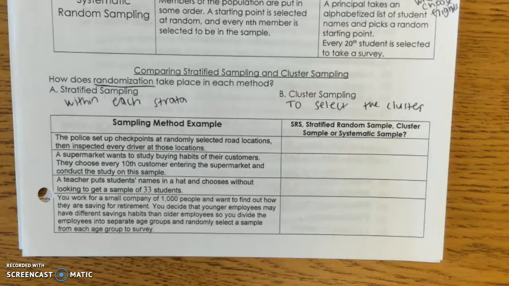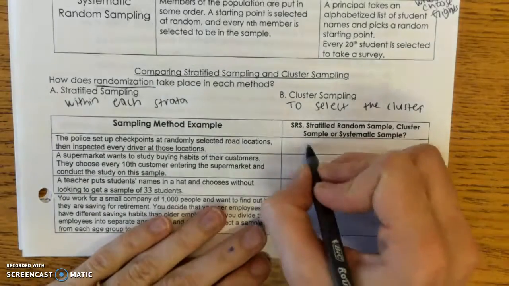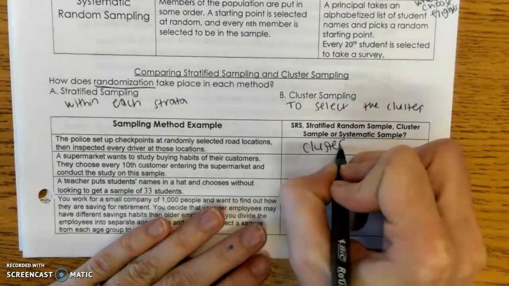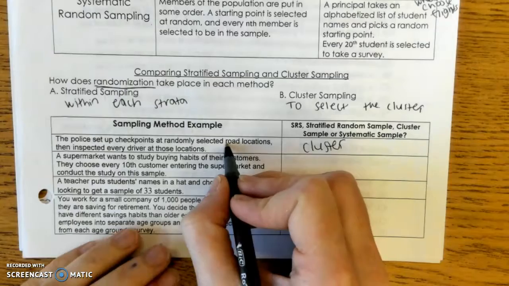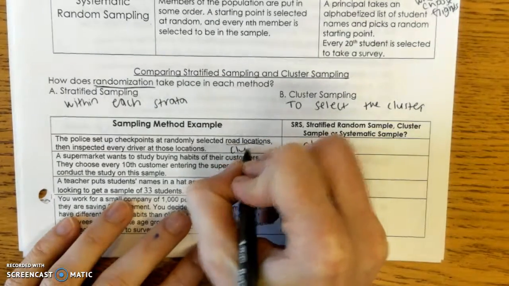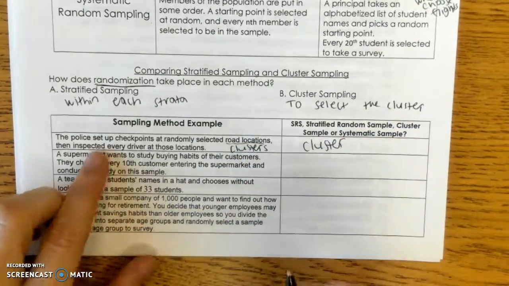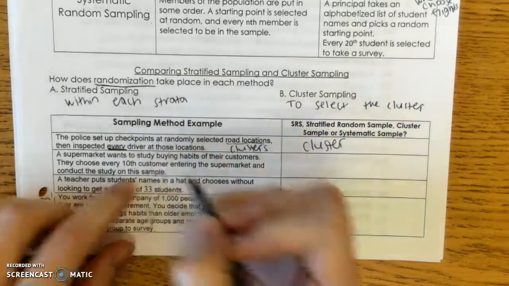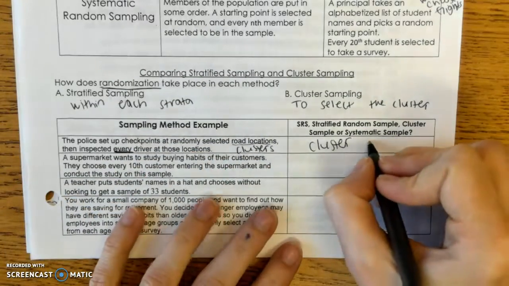All right. So number 1, the police set up checkpoints at randomly selected road locations and then inspect every driver at these locations. This is a cluster sample. We randomly select different road locations, which are my clusters, and then we inspect every single driver at these locations. So that's cluster sampling.